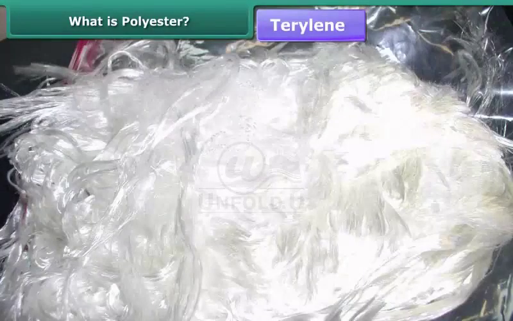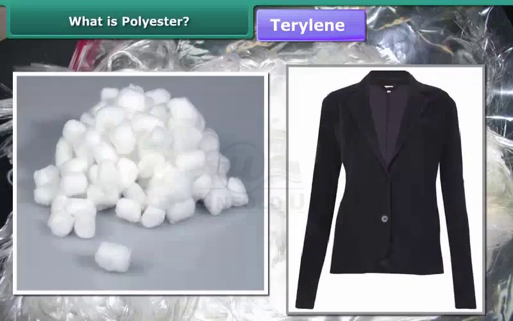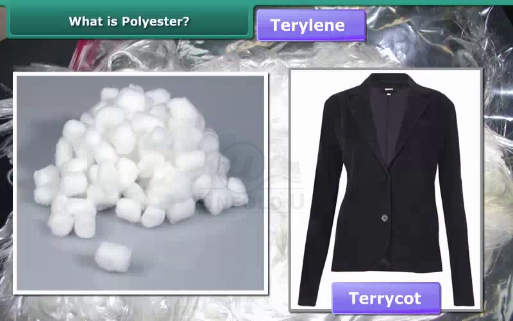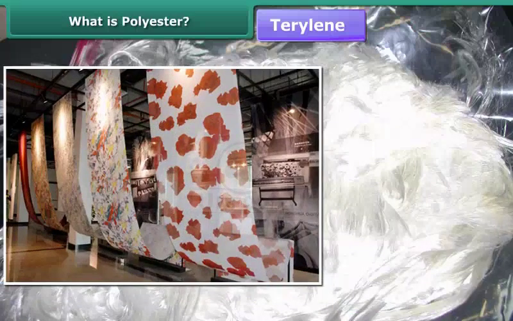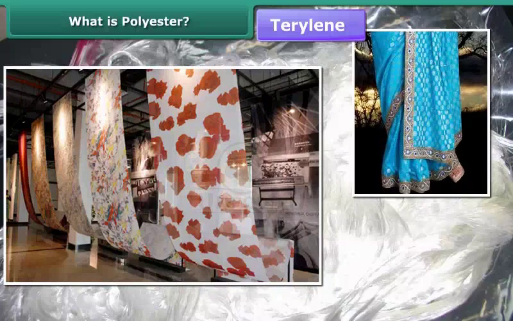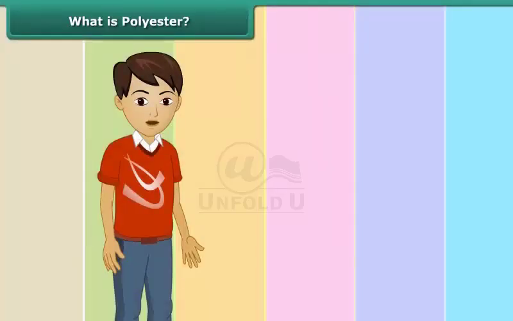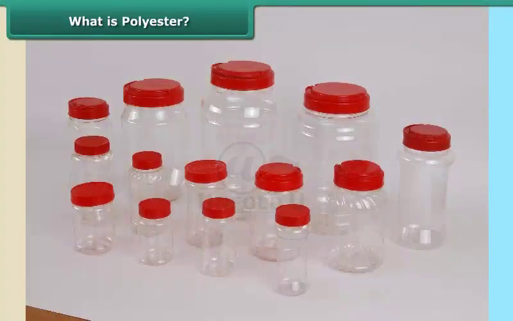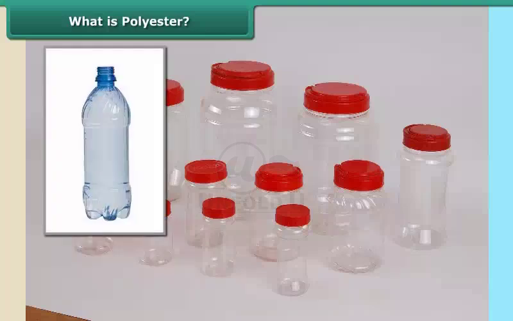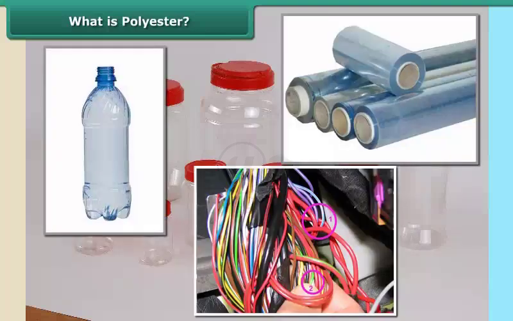Have you ever heard of terylene? It is a popular polyester fiber. Terylene can also be mixed with natural fibers like cotton or wool to give terrycot or terry wool respectively. Terylene is used extensively in textile industry to make clothes like saris, dress materials, tapestry, etc. Have you ever noticed that your mother always buys PET jars for storing rice, sugar, etc.? PET is a familiar form of polyester and is used for making bottles, jars, films, wires, etc.